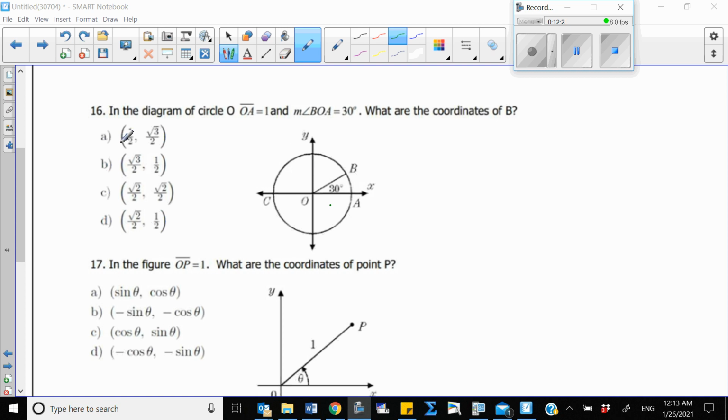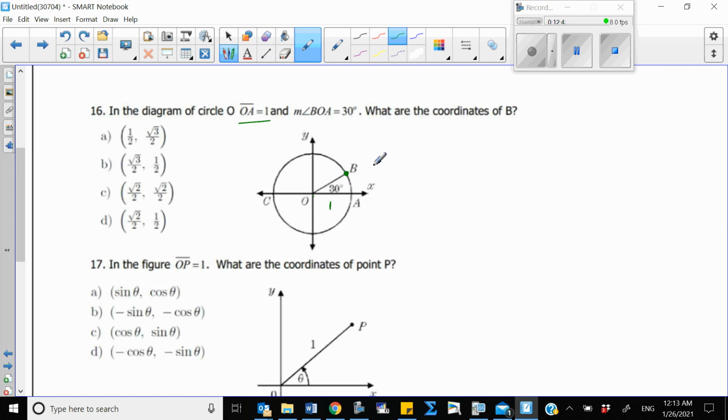For question number 16, we have a unit circle here because it says OA is equal to 1. So OA, this side, is equal to 1, and angle BOA is 30 degrees. What are the coordinates of B?